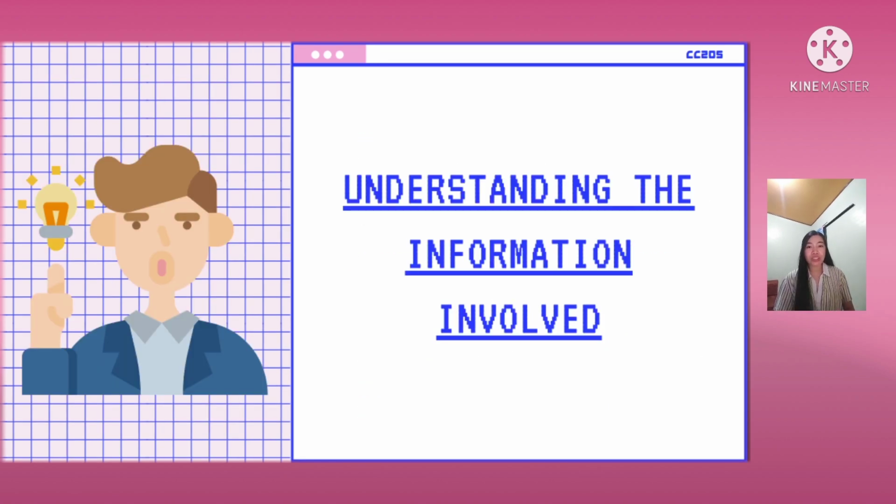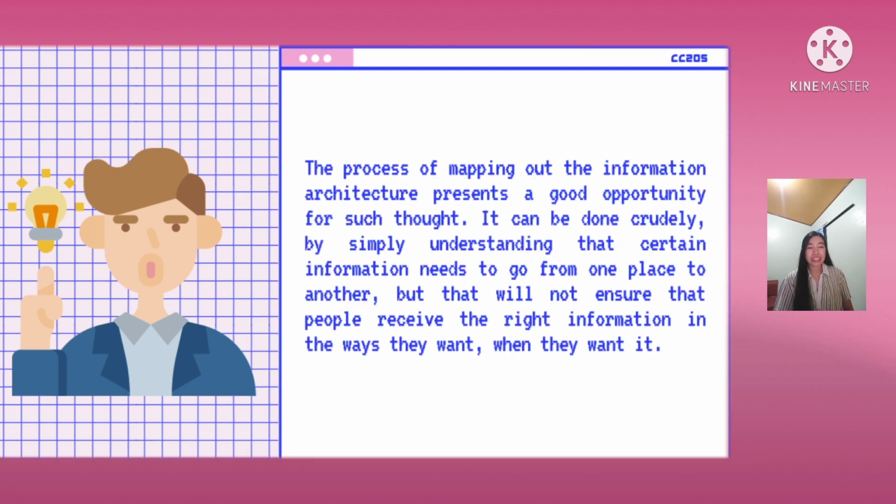Understanding the information involved in information architecture. The process of mapping out the information architecture presents a good opportunity for such thought. It can be done hurriedly by simply understanding that certain information needs to go from one place to another, but this will not ensure that people receive the right information in the ways they want when they want it.